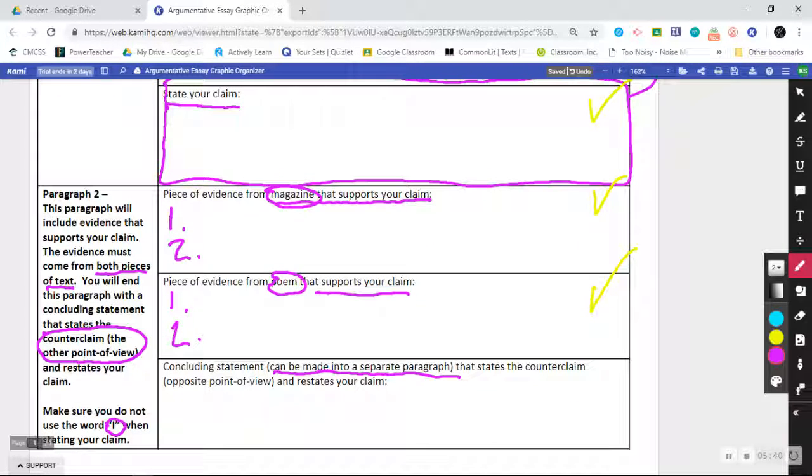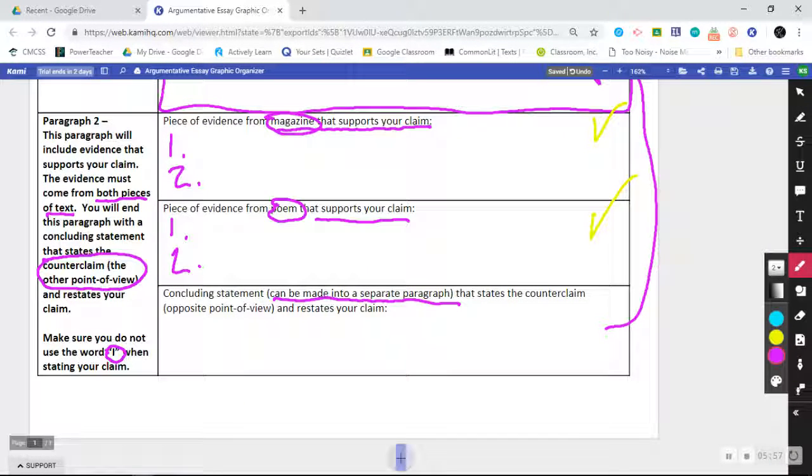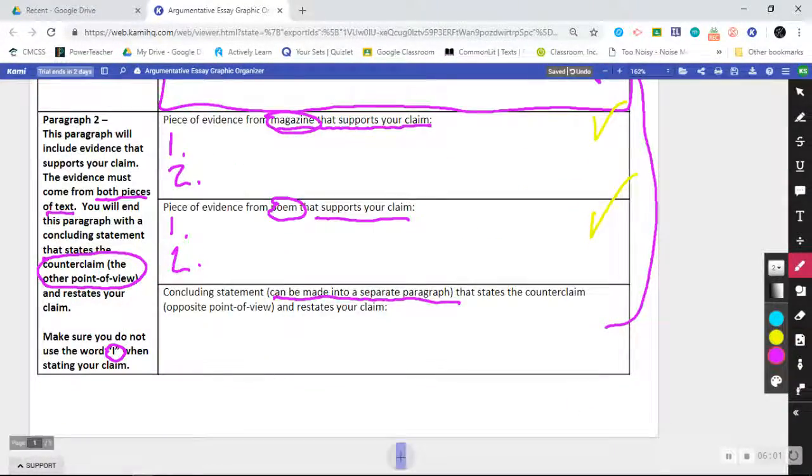So it's the exact same claim that you had way up here. And then you're going to state the other point of view. So someone that would disagree with you, what is it that they would say? How would they disagree? What would be the statement that they would make? And that's going to be your concluding statement. So once you have all this filled out, you should have your entire graphic organizer completed, and you will be ready to actually write the essay on Friday.